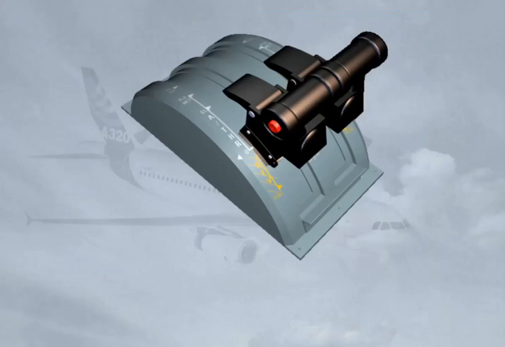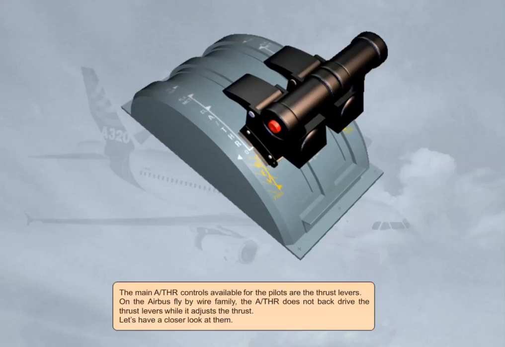The main auto thrust controls available for the pilots are the thrust levers. On the Airbus fly-by-wire family, the auto thrust does not back drive the thrust levers while it adjusts the thrust. Let's have a closer look at them.